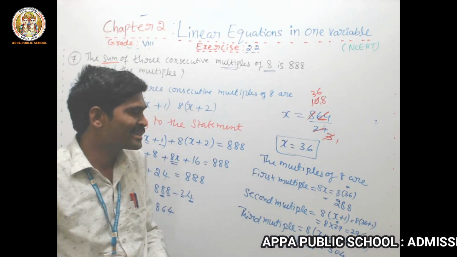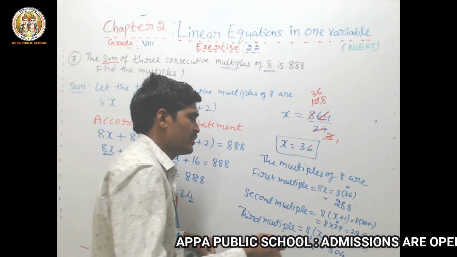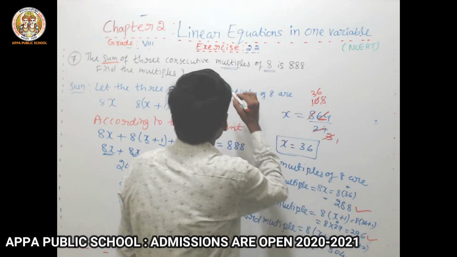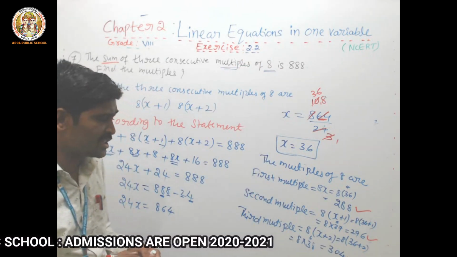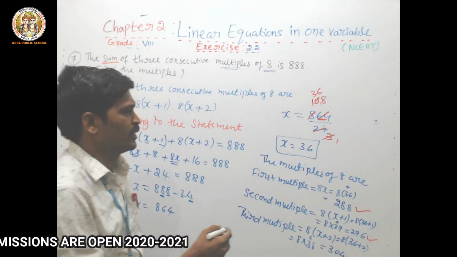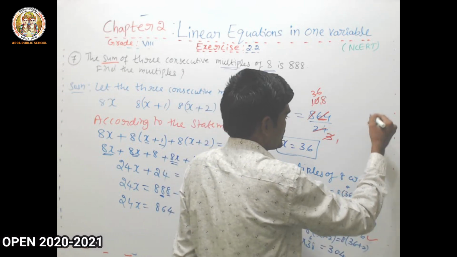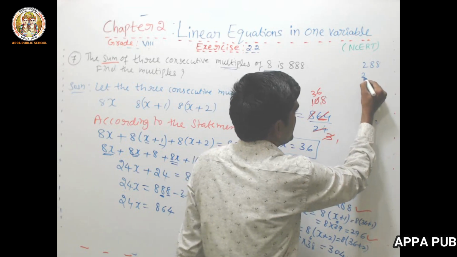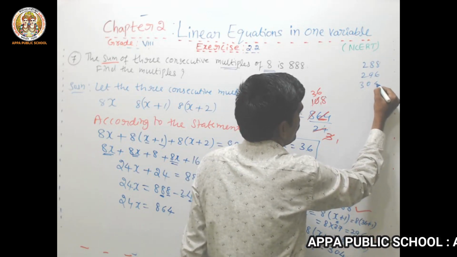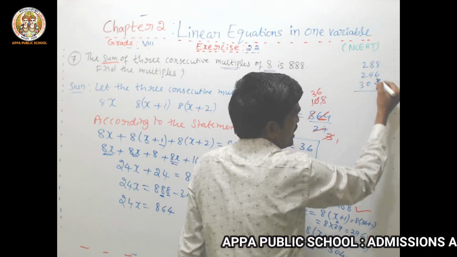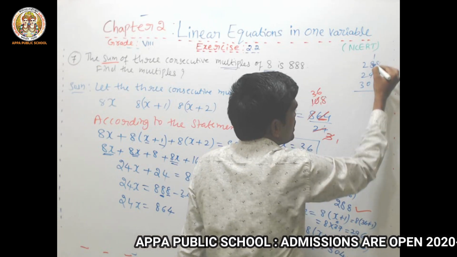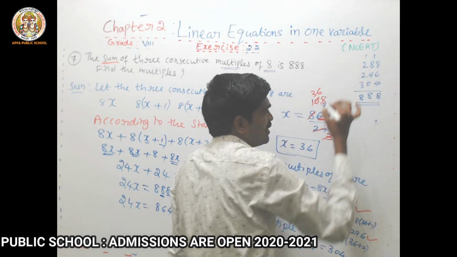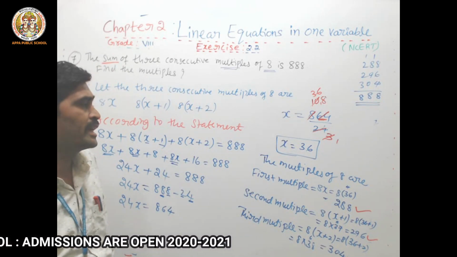My dear students, our answer, correct or wrong, check it. If we add 288, 296, 304, we will get 888. Check it. No need to write in the exam, just for your understanding purpose, check it. 288, 296 and 304. 4 plus 6 is 10, 8 plus 0 is 8, carry 1, 9 plus 1 is 10, 8, carry 1, 2, 3, 5, 8. We get 888. Understood, my dear students?